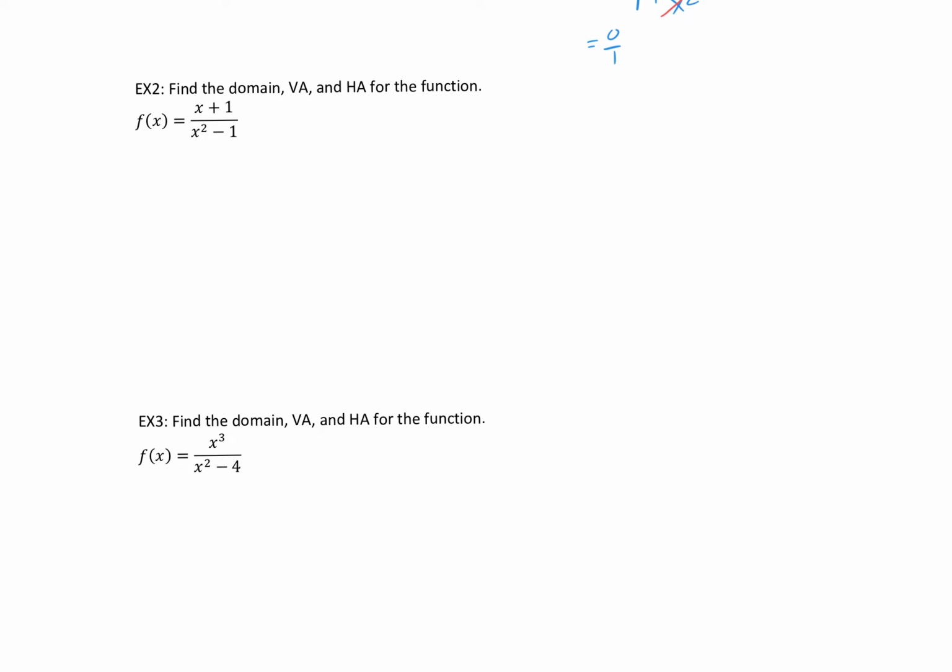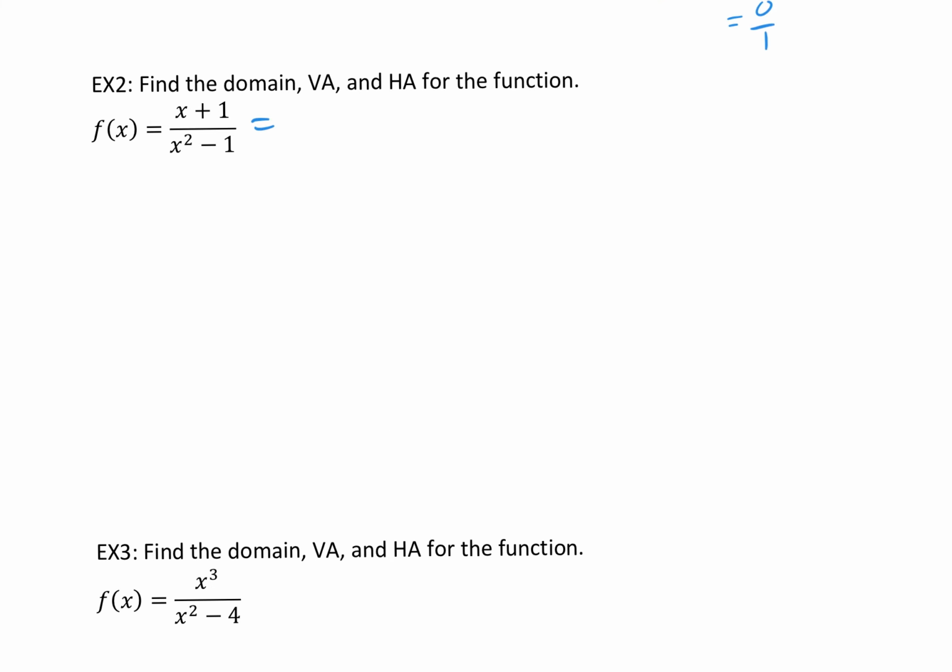So we're going to find the domain in example 2. First thing I want to do is factor and see if anything cancels. This is going to be x plus 1 in the numerator, x plus 1, x minus 1 in the denominator. So this is going to reduce. However, key point, you must state your domain before you reduce.